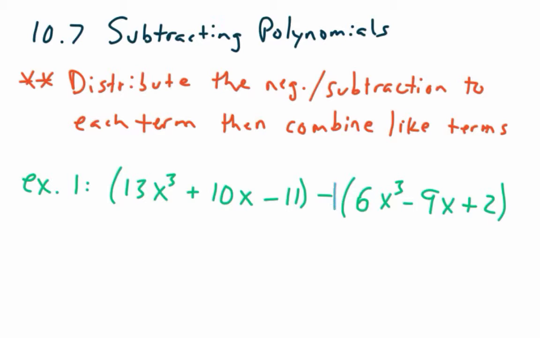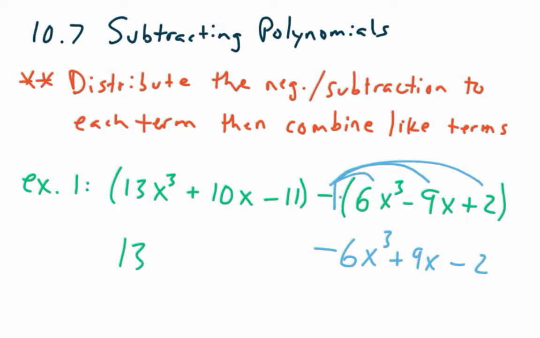You could view it that way: I have this minus 1. What really needs to happen is we subtract each one of these three terms in the second polynomial. One way to do that is to say it's like I have a negative 1 times this 6x to the third. Negative 1 times a positive 6 gives me negative 6, so it's minus 6x to the third. Negative 1 times a minus 9x gives me a positive, so it becomes a plus 9x. And negative 1 times a positive 2 becomes a negative 2. So essentially, you're just changing the sign of all of the terms in the second polynomial.